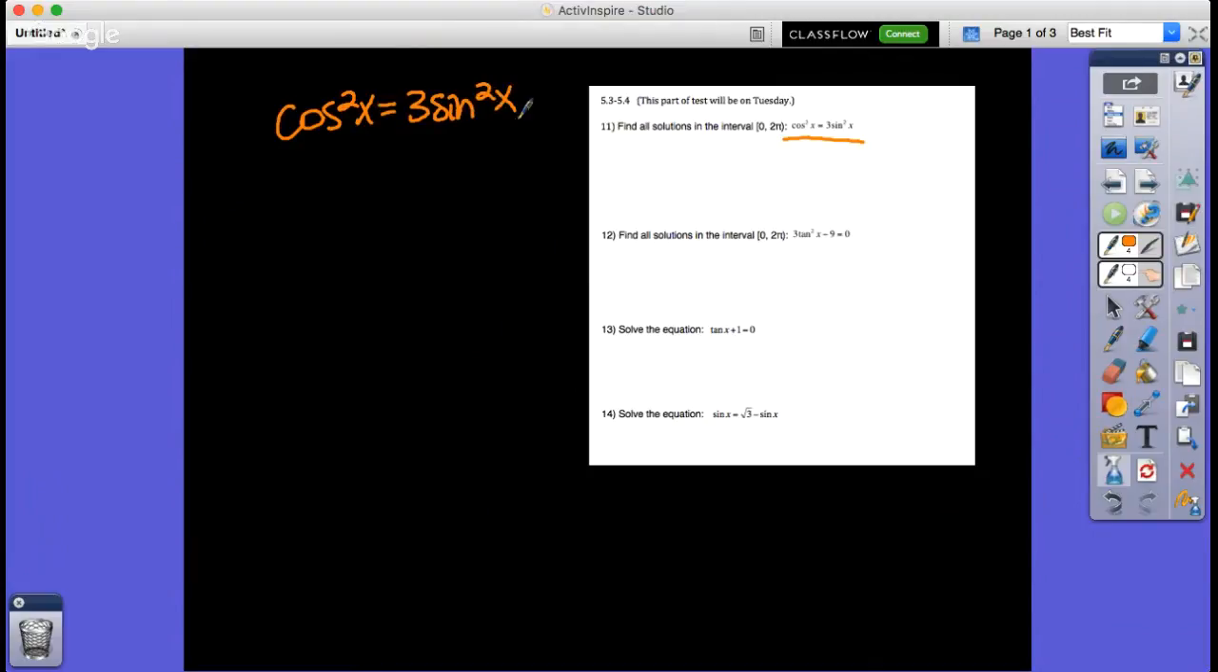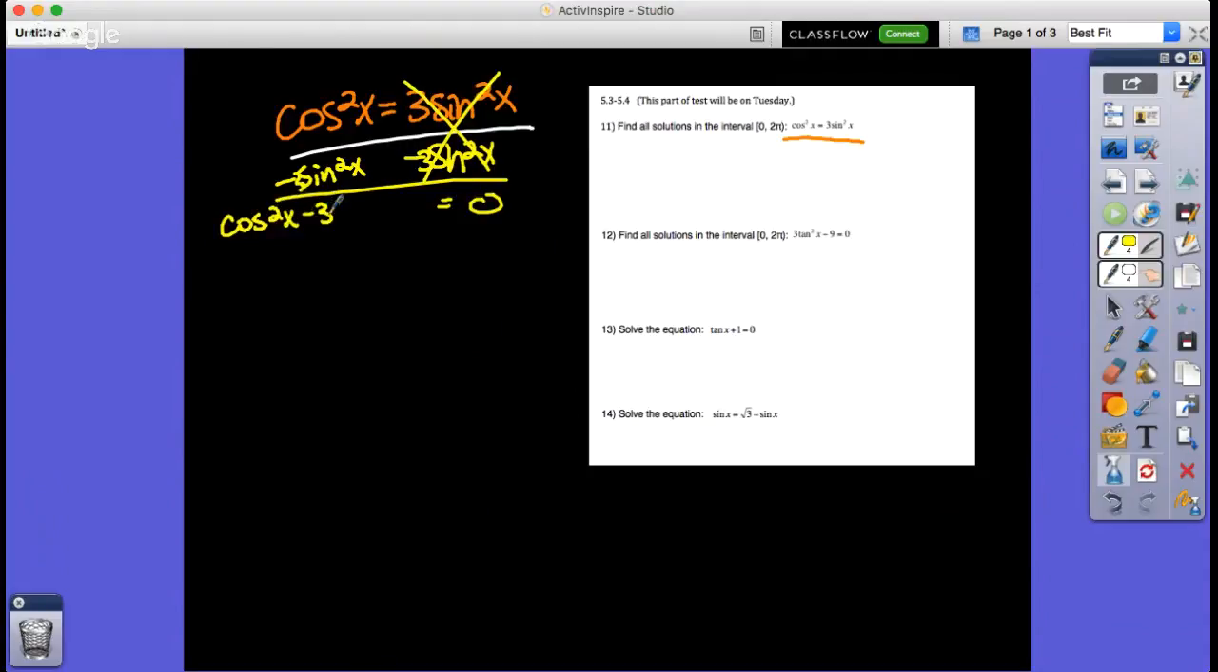Now, anytime we have different languages going on with cosine and sine, what we're trying to do here is figure out what I can do to get those on the same page or same level, okay? So let's subtract sine squared of x from both sides. Canceling on both sides, getting 0 on my right, and on my left, I have cosine squared of x minus 3 sine squared x, okay?